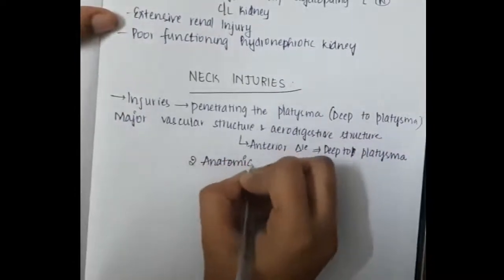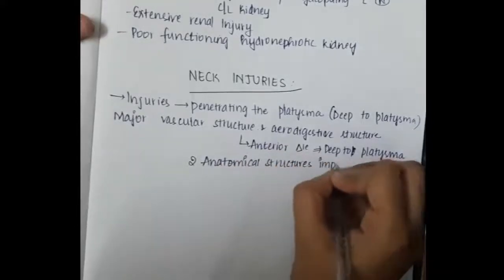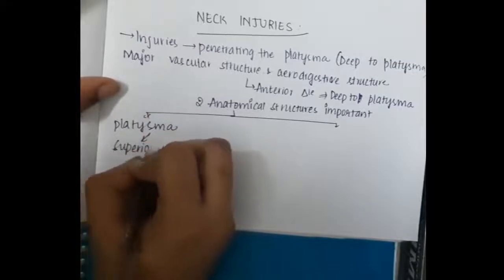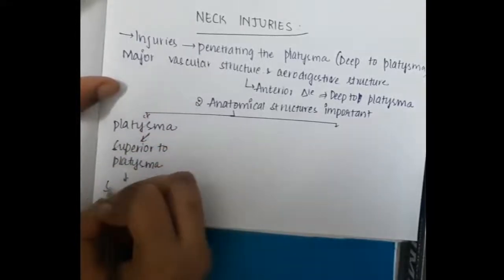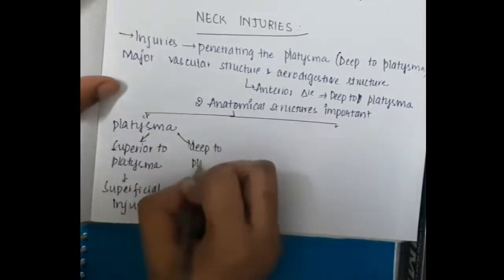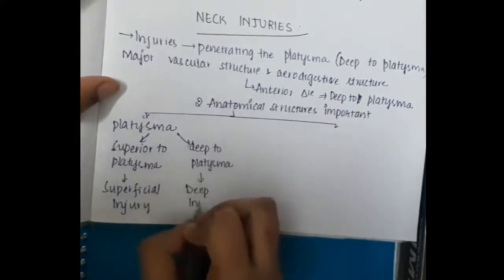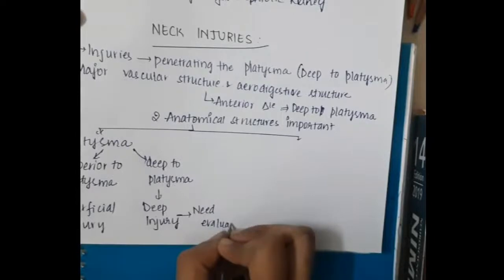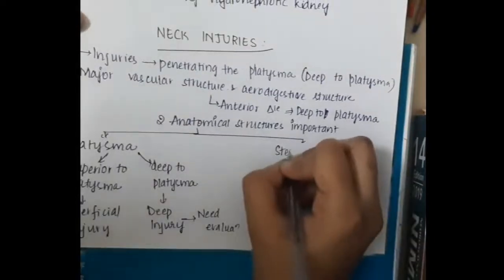So in the neck injuries, two anatomical structures are very important. One is the platysma, second is the sternocleidomastoid. So we can divide the injuries based on the platysma: those injuries which are superior to the platysma are called superficial injuries, and those injuries deep to the platysma are called deep injuries. These deep injuries always need evaluation.